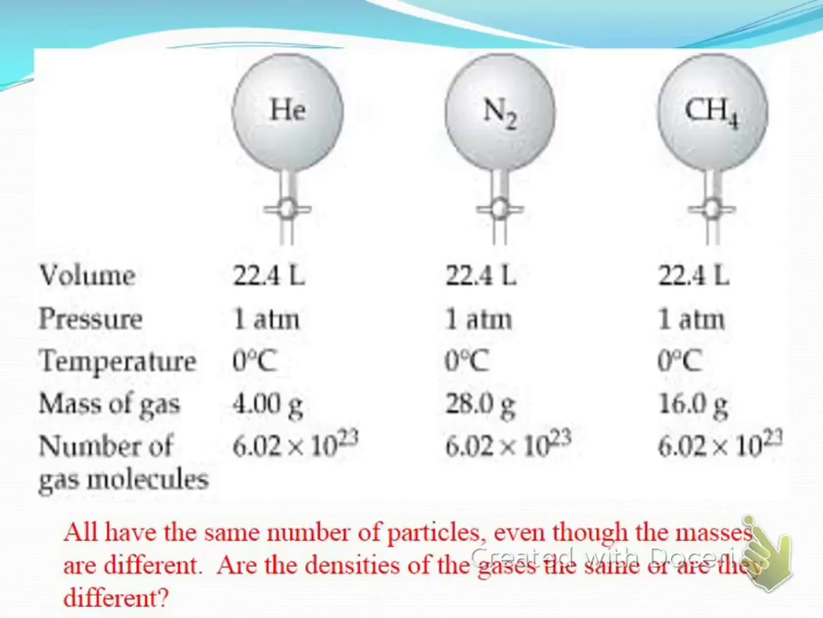Would they have the same densities? I have a yes and I have a no. It's no. Remember, density is mass over volume, so they all have different masses in the same volume. Helium's going to have a much lower density than, say, nitrogen.